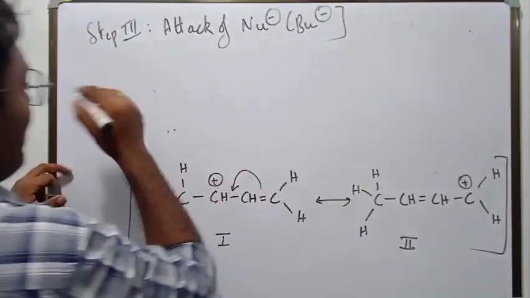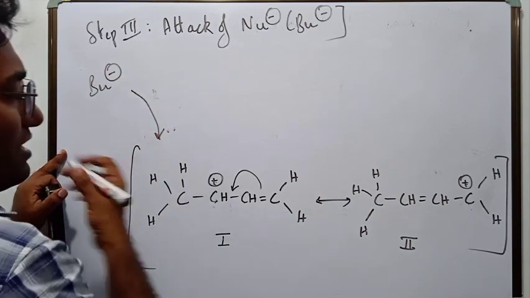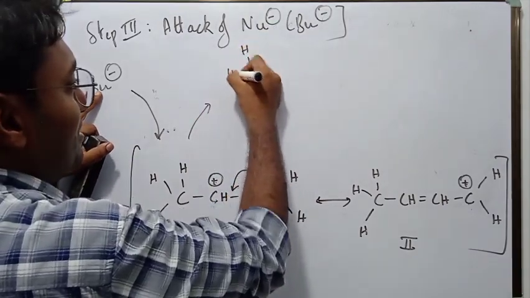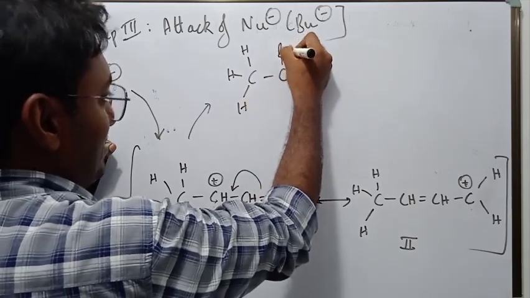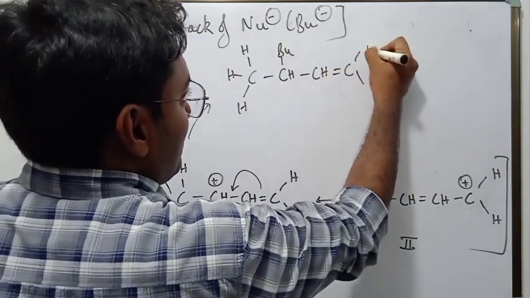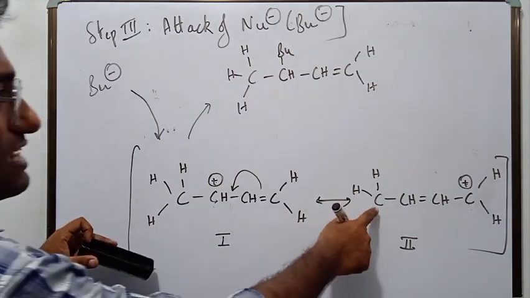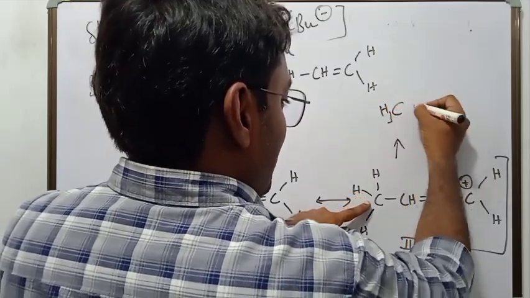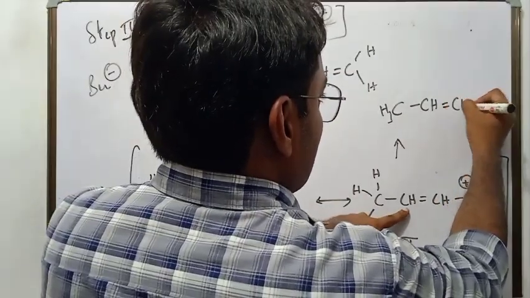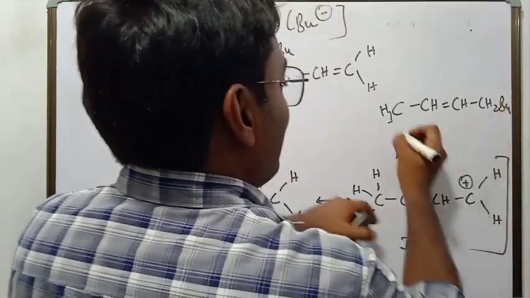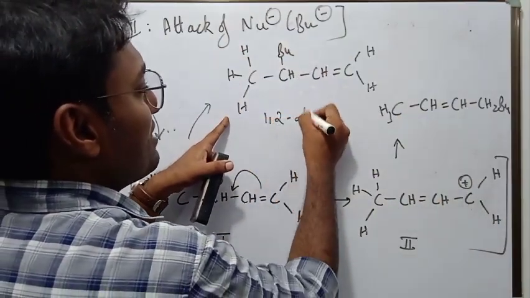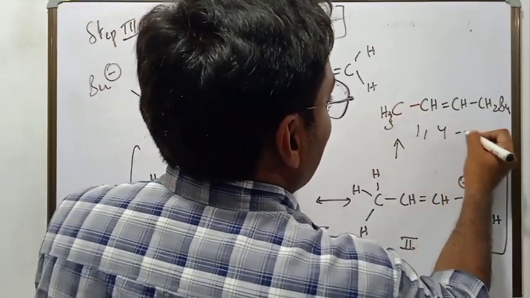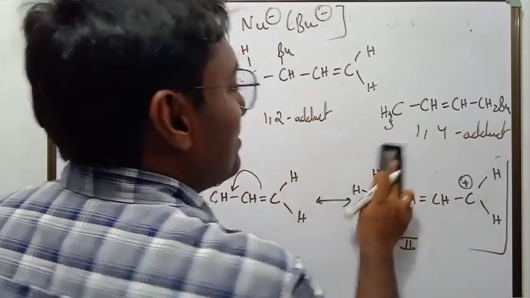Now, if Br minus attacks this structure, then what would be the product? This would be the product. Right? That is the 1,2 adduct. And if Br minus attacks this structure, then the product would be CH3, CH, double bond CH, CH2, Br. Right? So you have formed the 1,2 adduct here, and this is the 1,4 adduct. So two kinds of products you have formed, the 1,2 adduct and the 1,4 adduct.